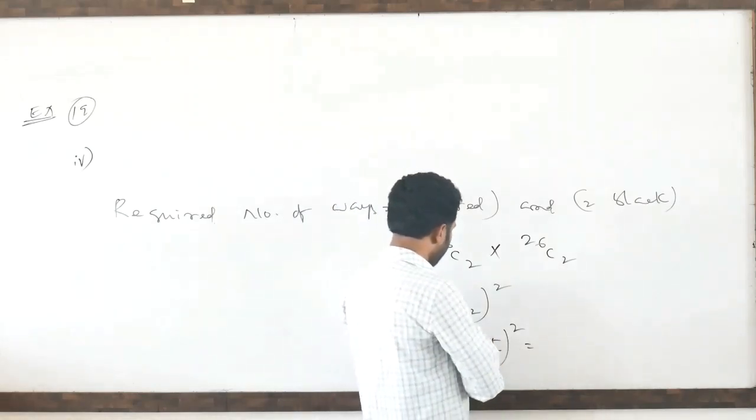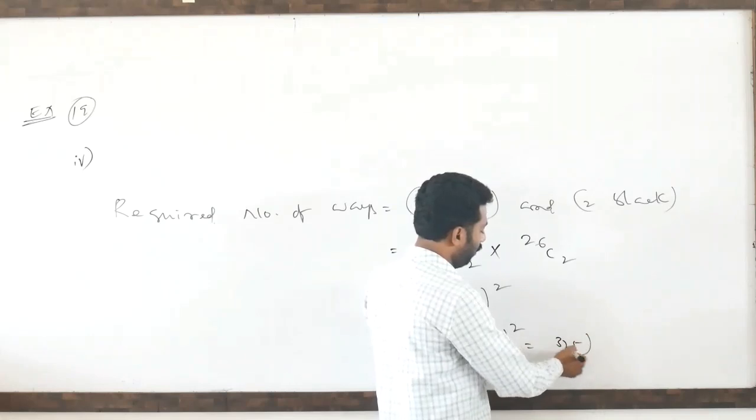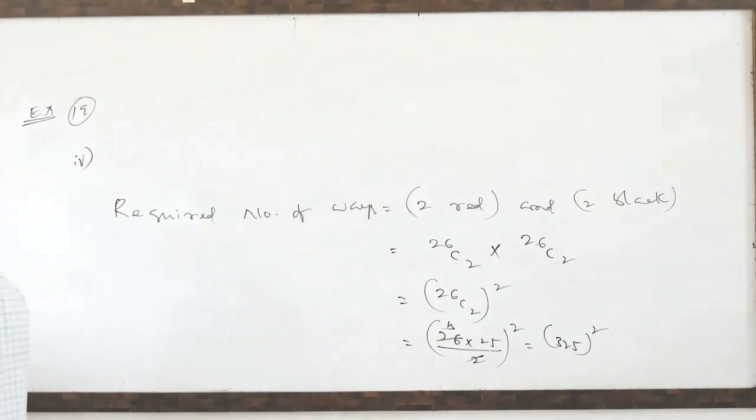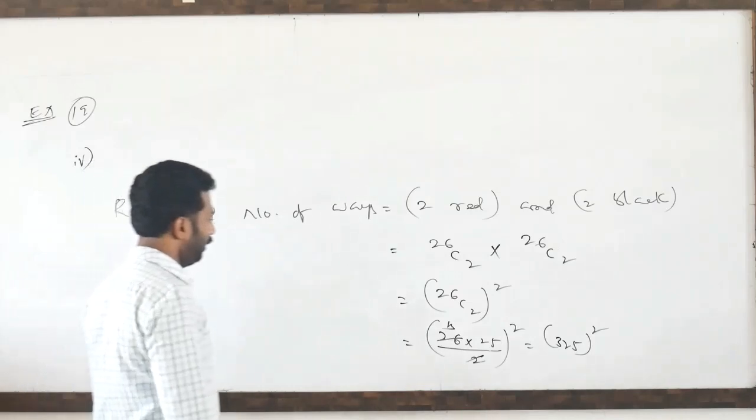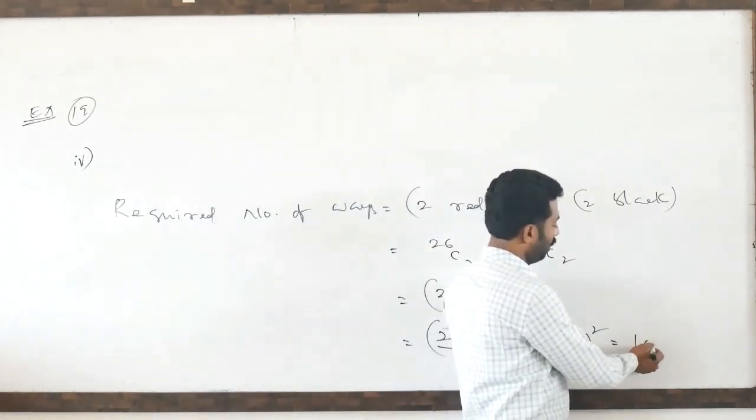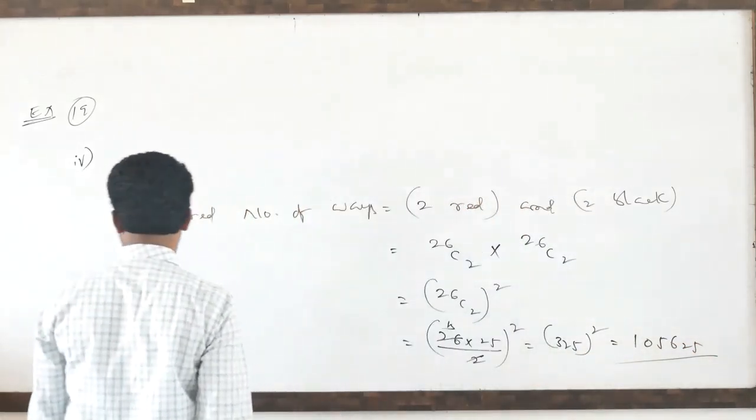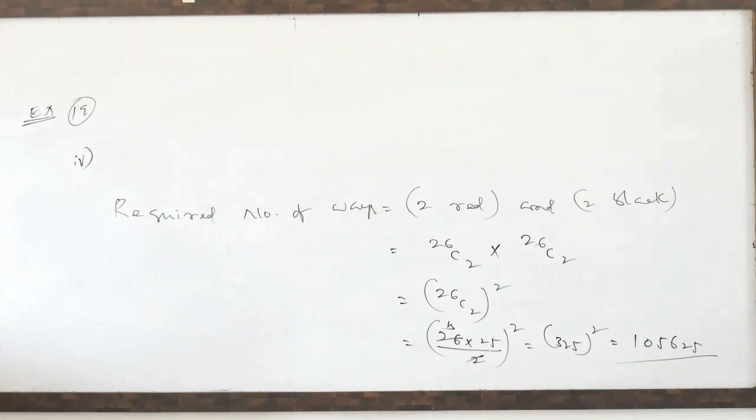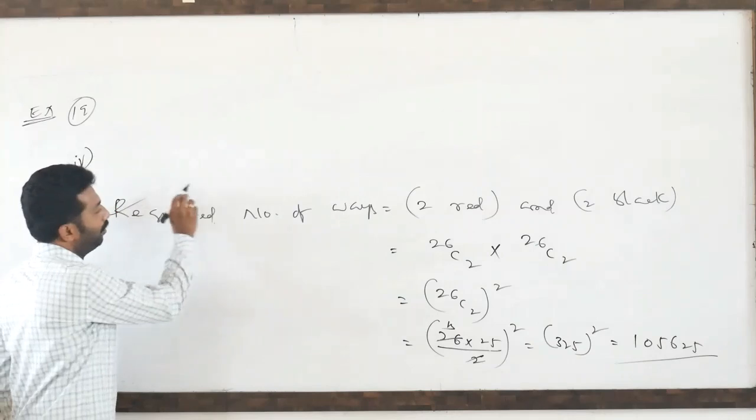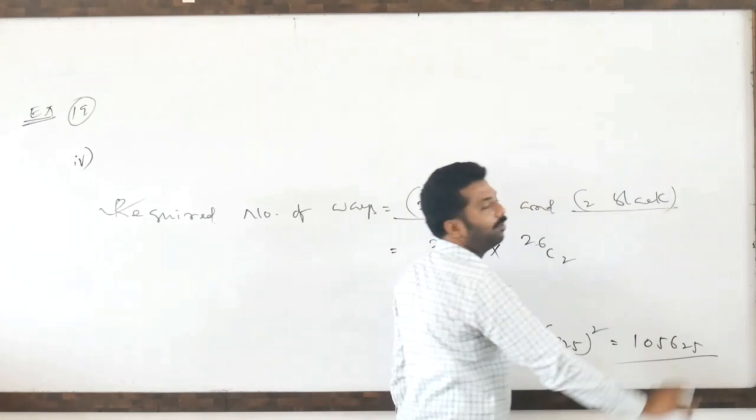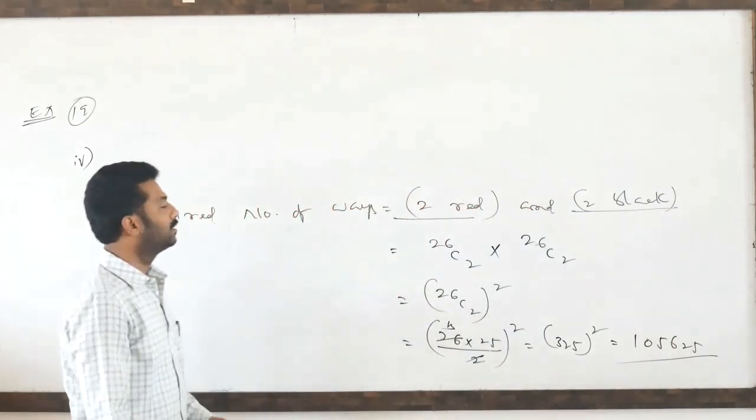This is 325 whole square. You can leave 325 whole square as it is, or you can write the number: 1 lakh 5625. So that is the value of 325 whole square, 105625. So this is the required number of ways: 2 cards are red cards, another 2 cards are black cards. Like this you have to answer.